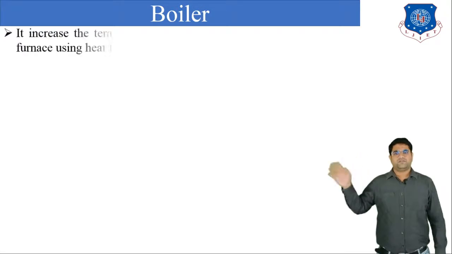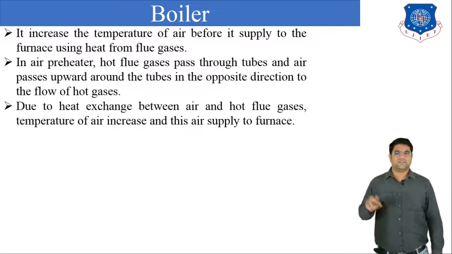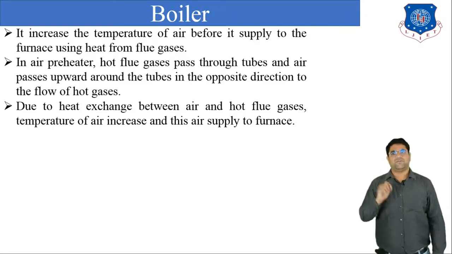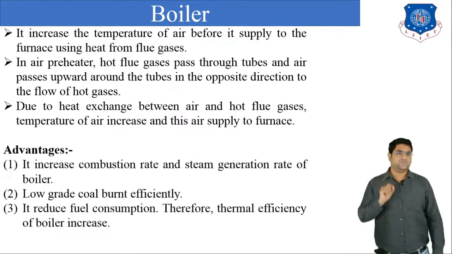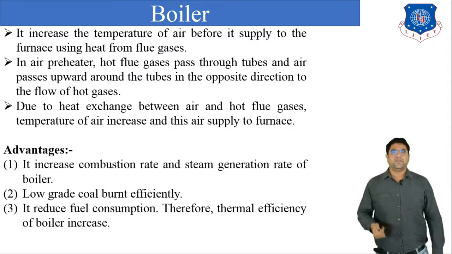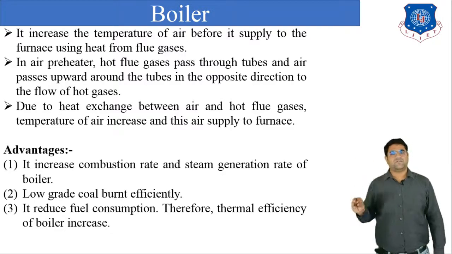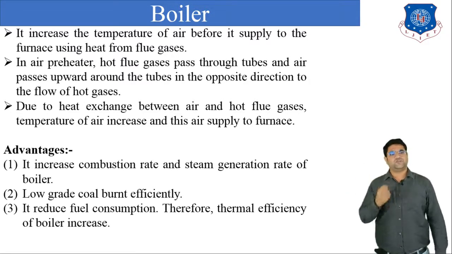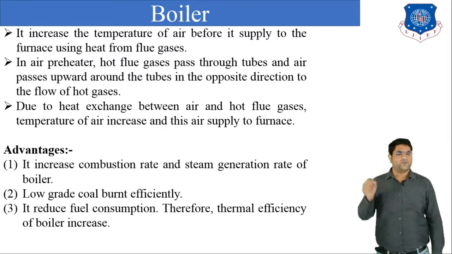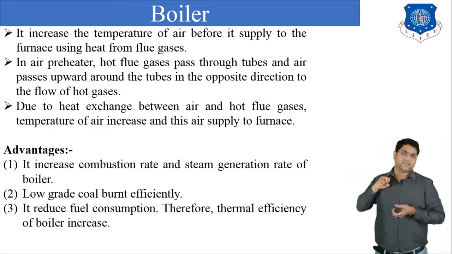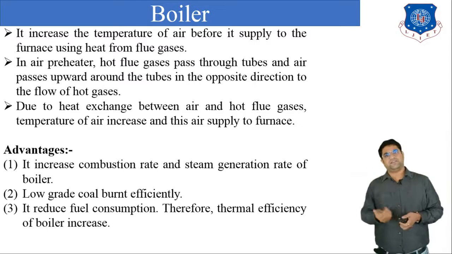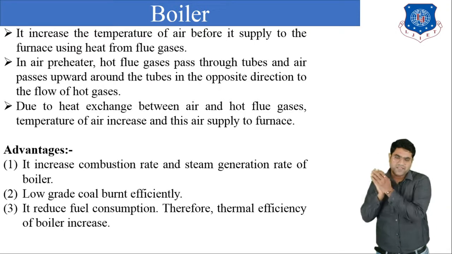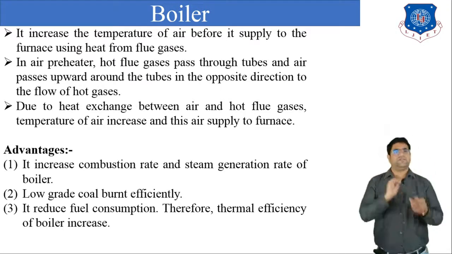I have described all the things here: it increases the temperature of the air before it is supplied to the furnace, using the heat from the waste flue gases. In the air preheater, the hot flue gases pass through the tube, and the air passes in the upward direction around the tube, in the opposite direction to the flow of the hot gases. So it gains the heat from the flue gases, and finally the preheated air is supplied to the furnace.